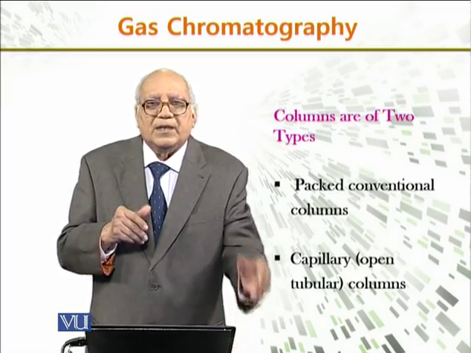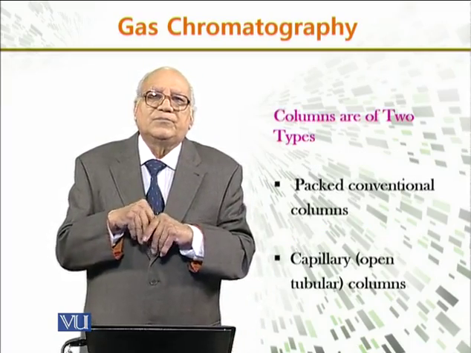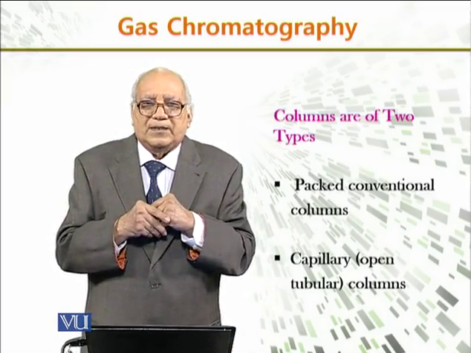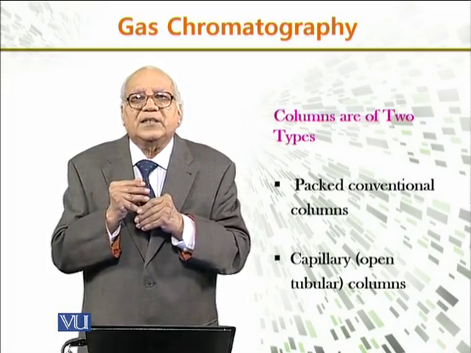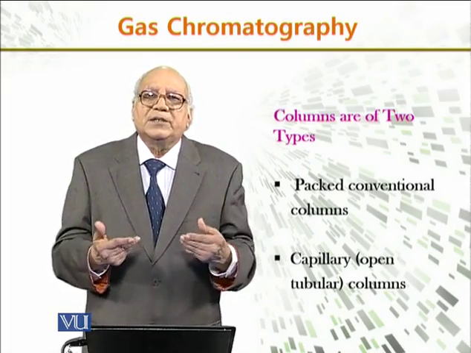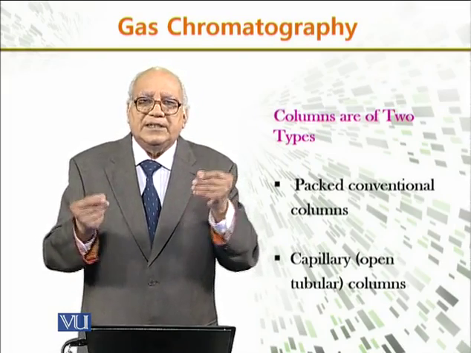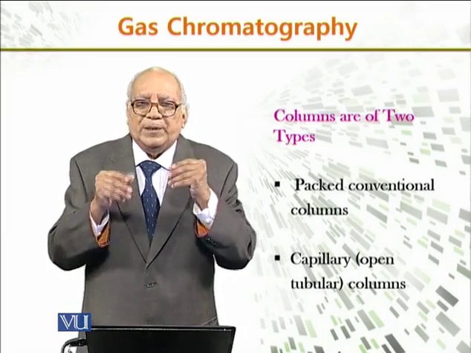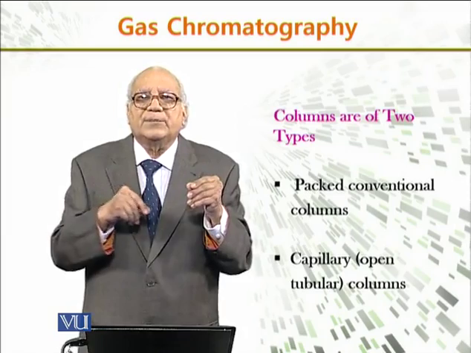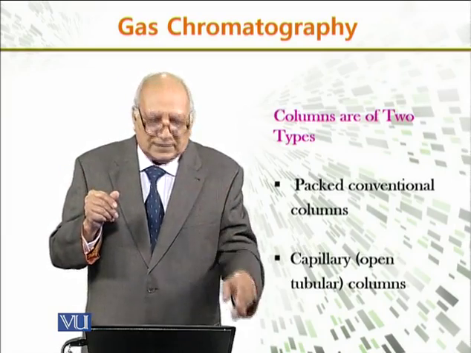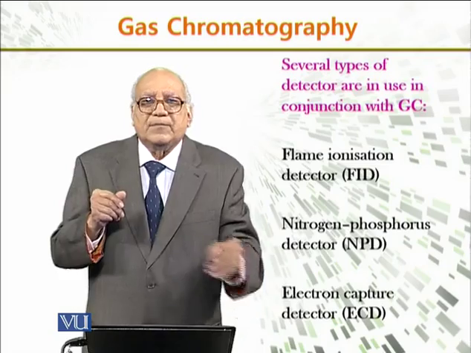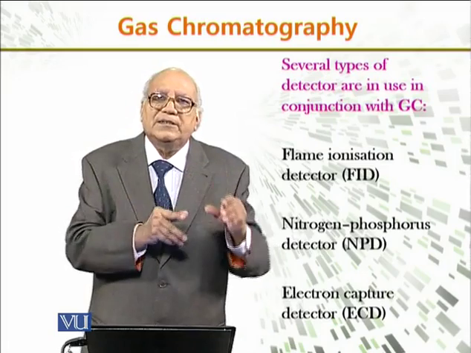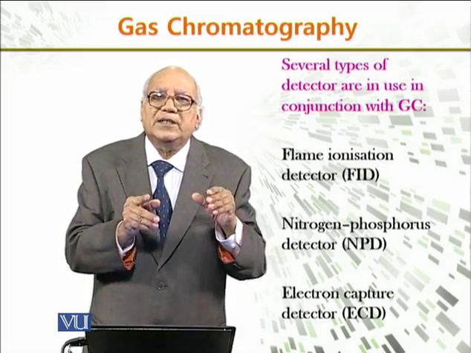The columns which are used in gas chromatography are, number one, the packed conventional column. There are different types of columns available commercially. They are packed, or they are capillary open tubular columns. That is the capillary column, which is very long. They are also available. Now, these are the columns. Then another essential part is the detector.